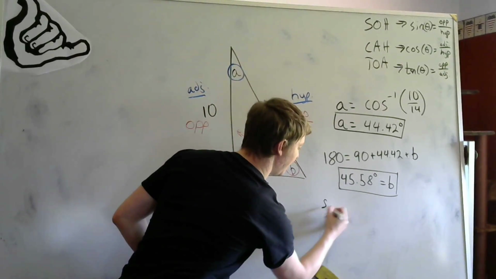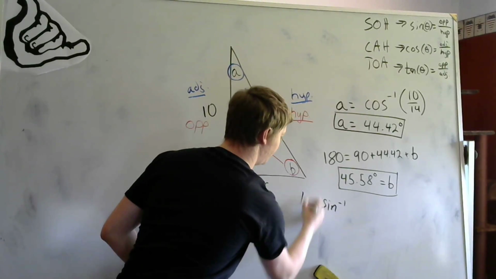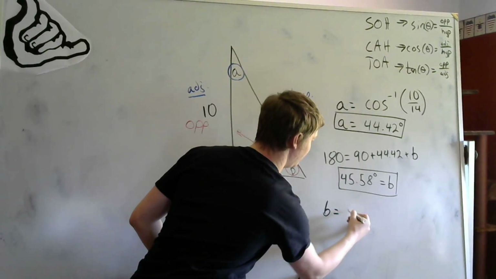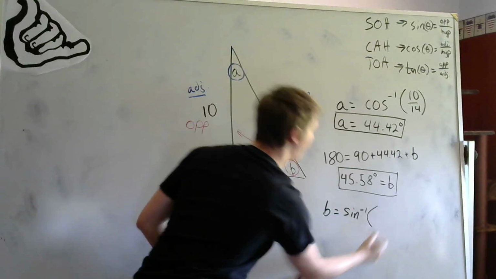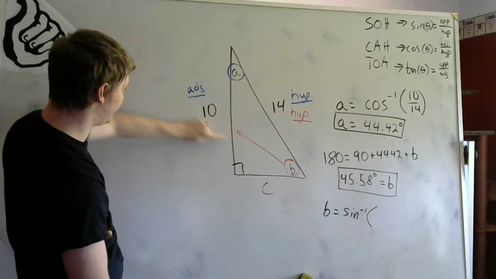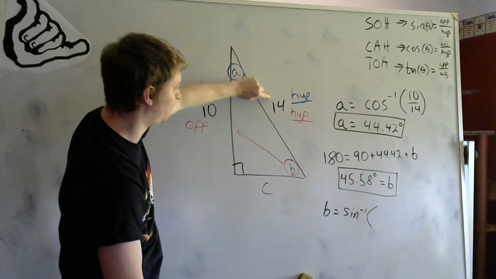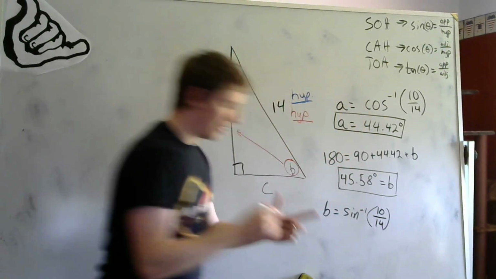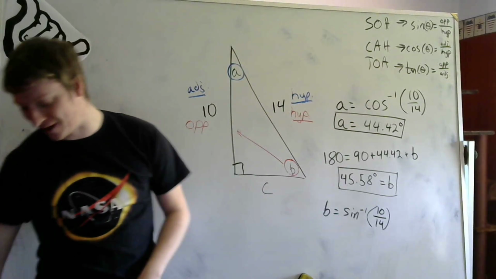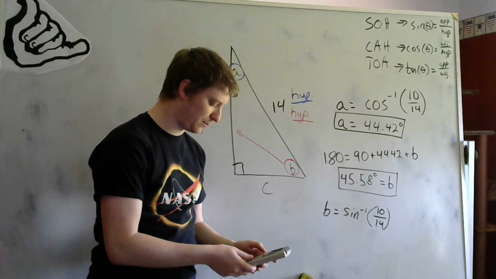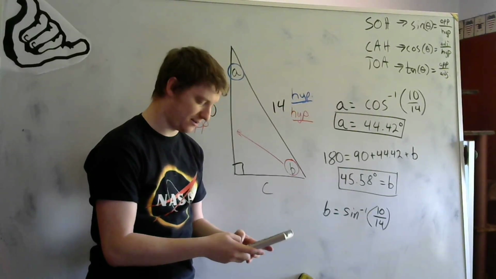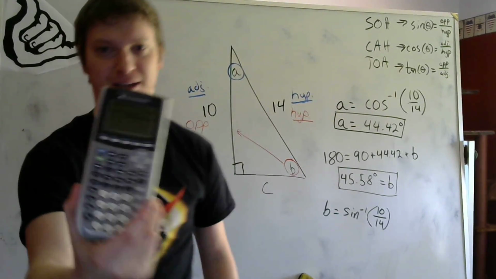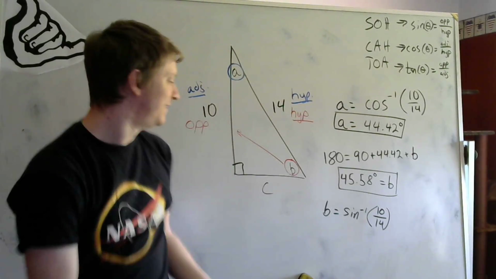I want to do the sine inverse, and B is going to be equal to the sine inverse of my sine ratio, which is 10 over 14. And when I do this, hopefully I'm going to get 45.58, or else I'm going to look very, very silly up here. 10 divided by 14, wouldn't you know it, 45.58, just in case you didn't believe me there.